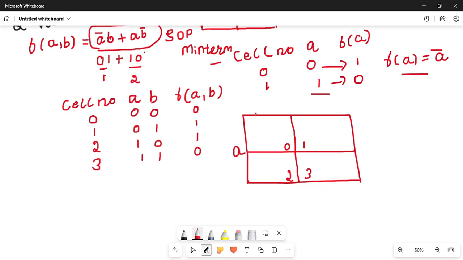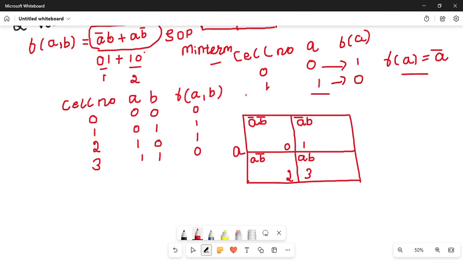And here it is supposed to be written as what I can say the 0 1 2 3 that is there, you have to write that here. So it is nothing but your a bar, b bar, a bar, b, a, b bar and a, b. So this is what is one, I'm sorry, very much important thing.